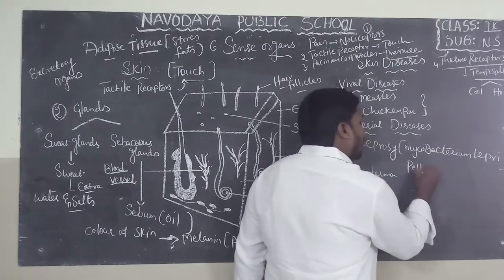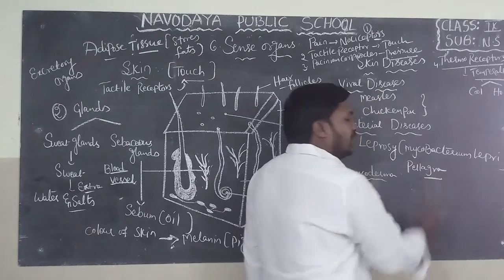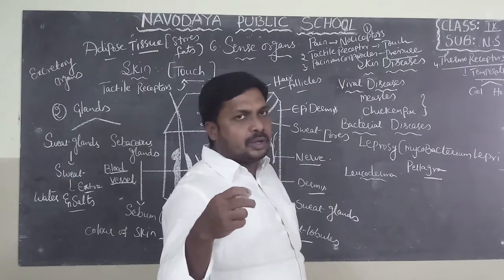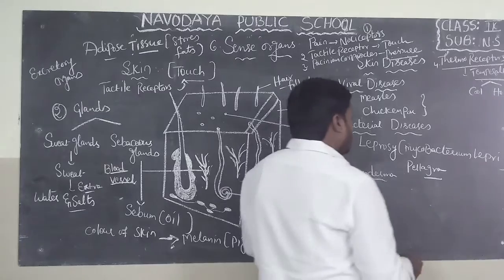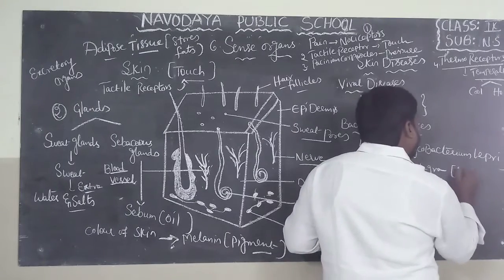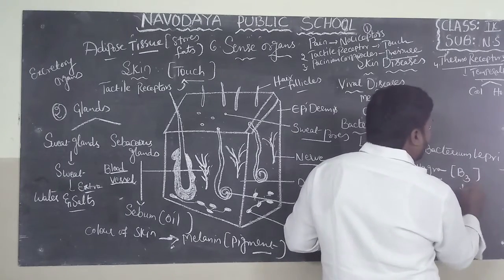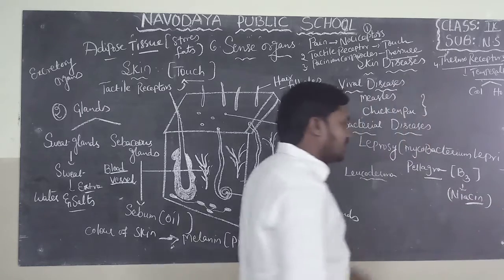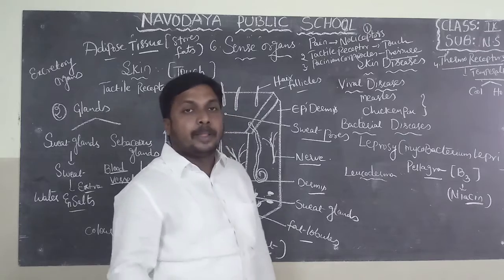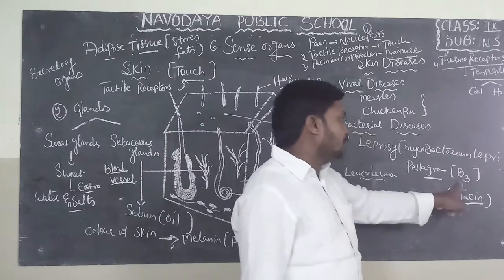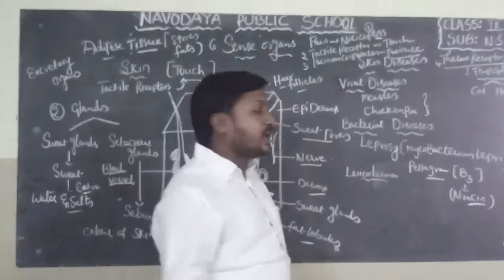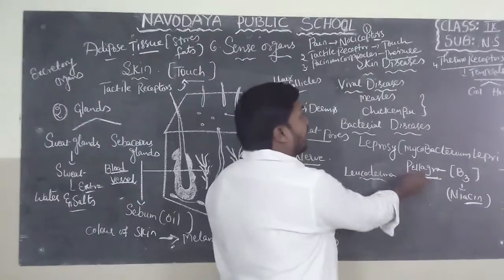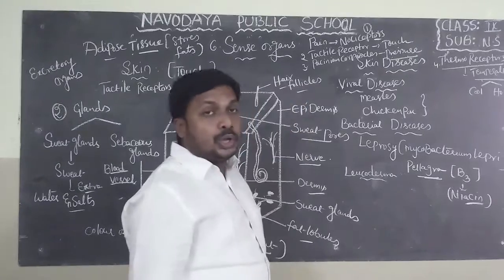Another disease is called pellagra. We will discuss pellagra in 10th class, but now I will explain it briefly. It is due to deficiency of vitamin B3, whose chemical name is niacin. Niacin is a vitamin simply called B3. Deficiency of niacin causes a disease called pellagra. Pellagra is a skin disease.